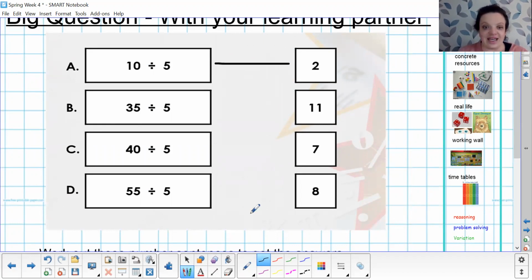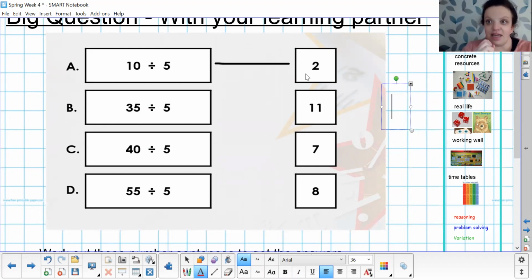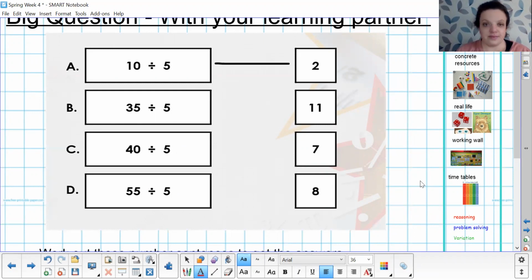Another way I can do it is I can count in 5s until I get to 10. So let's count in 5s, 5, 10. So I've got 2 5s that make 10. Same answer. Or I could use my fingers and I could count in 5s until I get to 10. 5, 10. I've got my 2 little fingers there. So the answer is 2. Have a go now at pausing the screen and working out these other 3 problems. Off you go.